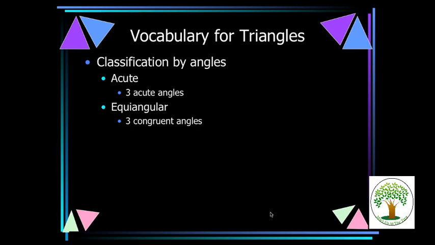Next one. Am I going too fast? All right. A right triangle has 1 right angle. Later on today, at the end of this, we'll talk about why it doesn't have 2 right angles, why it only has 1. But a right triangle has 1 right angle.